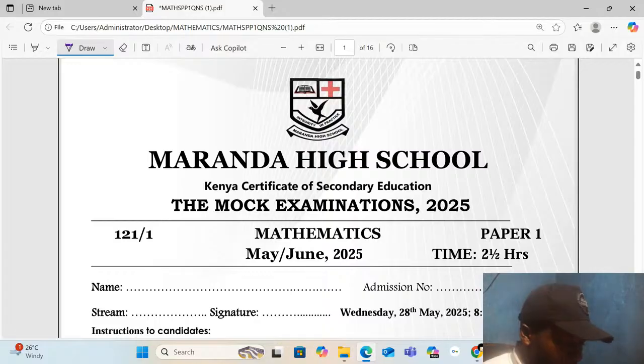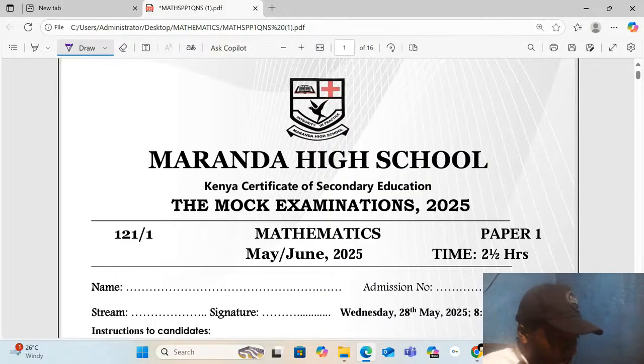We are going to look at the revision paper, Maranda High School, mock examination 2025. This is mathematics paper 1 for KCSE revision, Maranda High School.